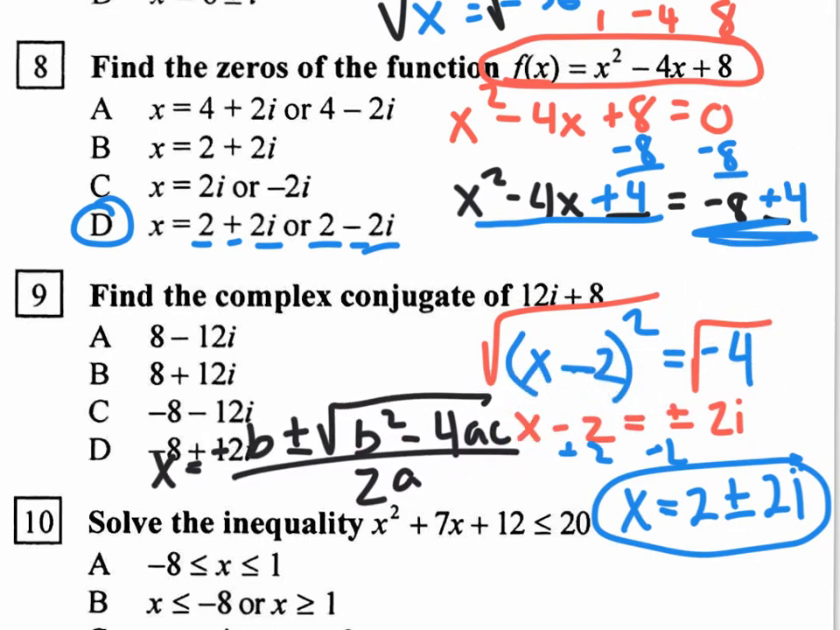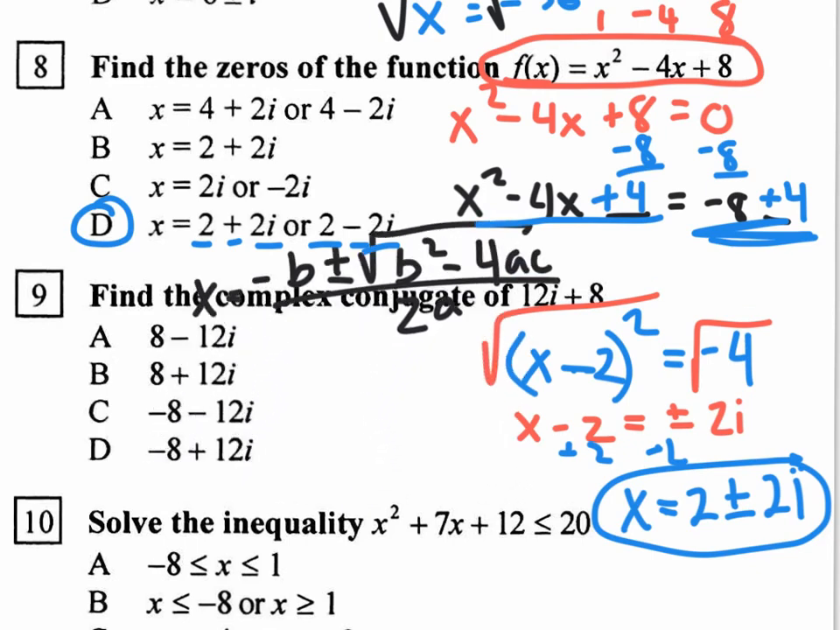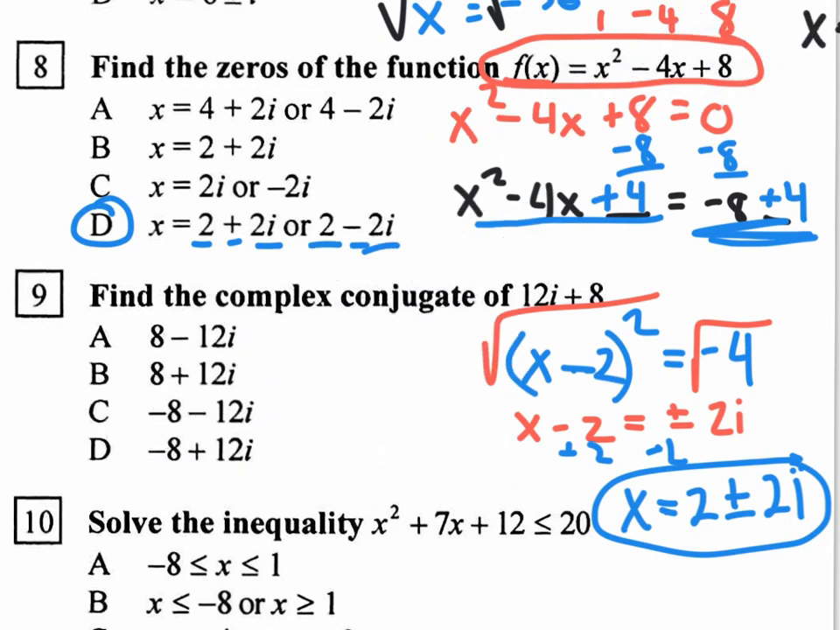Negative b plus or minus square root of b squared minus 4ac divided by 2a. And in reality, it's probably the same amount of work. It's still a lot of work. So you could use the quadratic formula if you feel more comfortable with it. Let's move on. Let me delete this stuff.